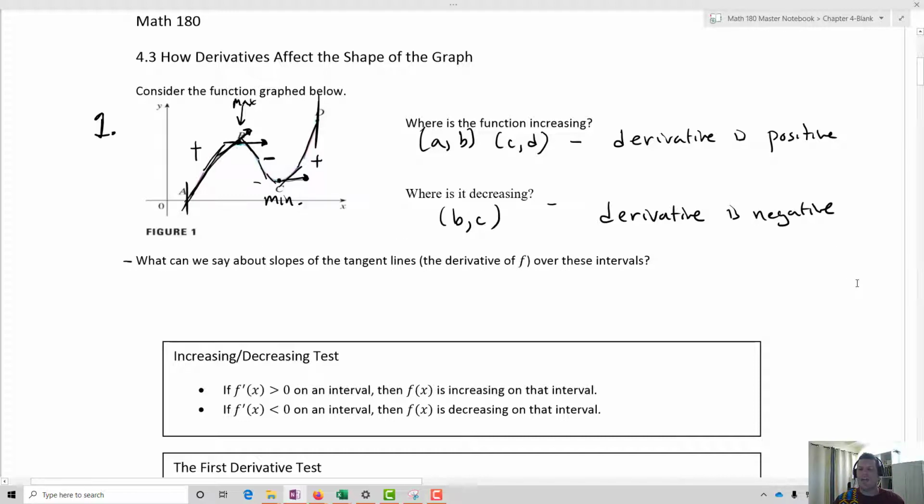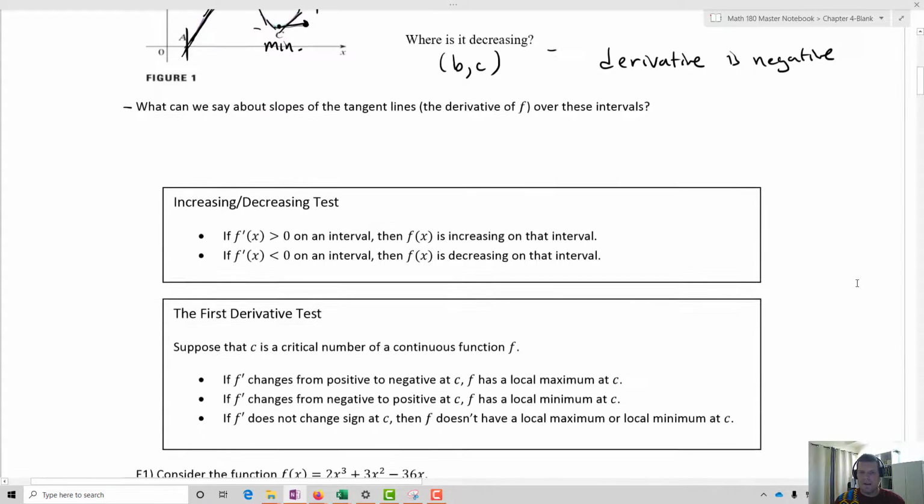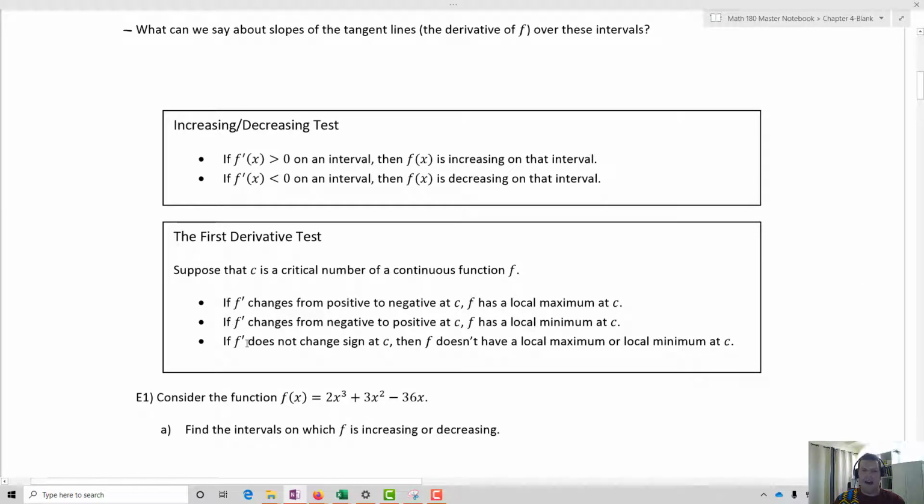That kind of finishes out that minimum and maximum idea. If f prime does not change sign at c, then f doesn't have a local maximum or a local minimum at c. For example, in the case of f of x equals x cubed that we saw before, it was increasing before the derivative was equal to 0, and it was increasing after. Consequently, we ended up with neither a local minimum nor a maximum.